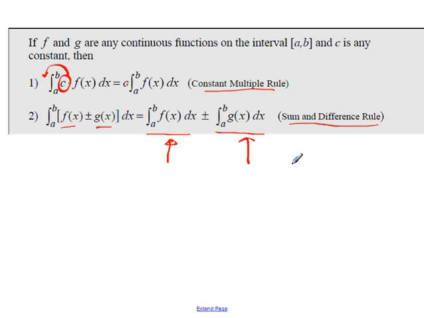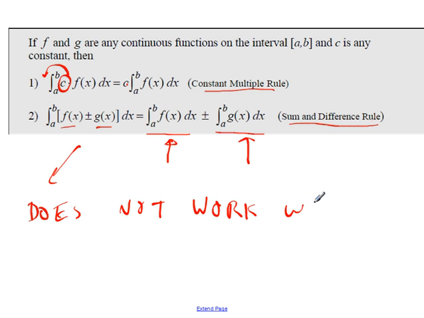So this rule does not work. And some of you are going to try to do this, and it's going to frustrate me or whoever your teacher is. It does not work with multiplication or division, and that's because antiderivatives with multiplication and division require us to consider product rules and quotient rules. But we'll get to that later. So for now, we're just talking about addition and subtraction.